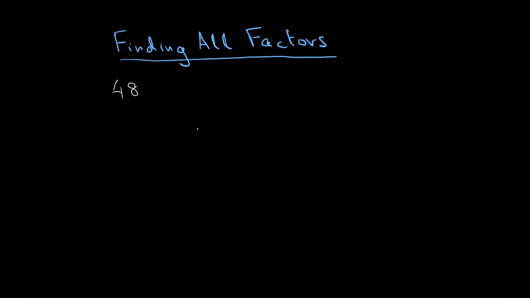Now clearly something that we always know is that 1 is always a factor, right? 1 times 48 would always be equal to 48. So 1 is in general always a factor. You can always put in 1 times something and that would always turn out to be true.